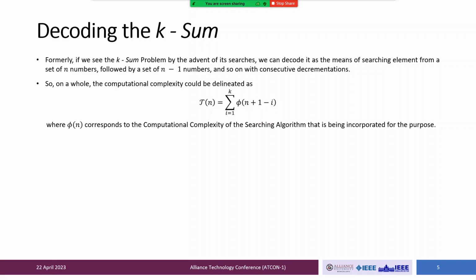So what we will be doing is searching k values from the set of n values, such that the sum of all of these k values will give us the expected value, this lambda. So the time complexity of searching would be like searching only one element, then searching two elements, then searching three elements. Like this, it will go up to k. Now, phi n hereby corresponds to the computational complexity of the searching algorithm that has been incorporated for this purpose. Now, generally, we make use of certain searching algorithms, let's say binary search or linear search, because of which we are getting this n to the power of k minus 1 complexity, and below which it can't be minimized further.